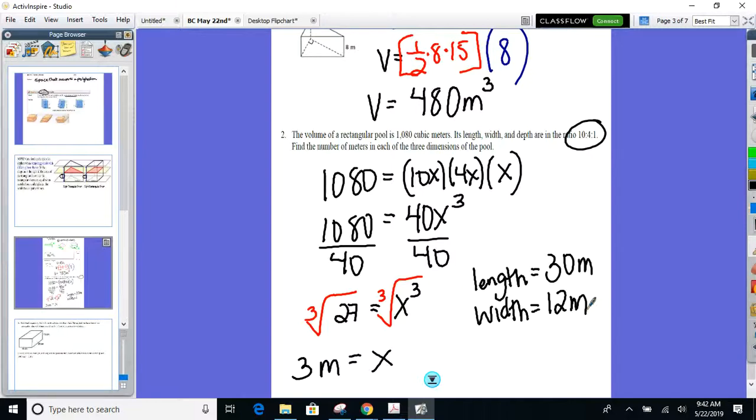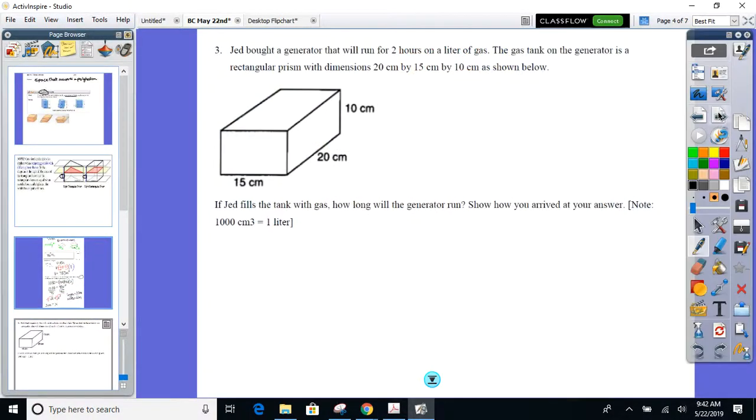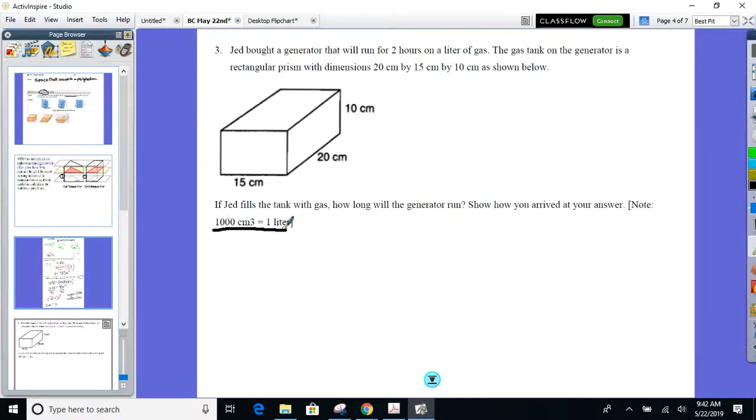Issues? Yeah, another one. Yep. Jed bought a generator that's in the shape of a rectangular prism. Guys, his generator can only last 2 hours on a liter of gas. So that generator right there, how many hours can it last? These problems I love so much because you just don't find the volume and you're done. I gave you a little conversion here. 1,000 cubic centimeters equals 1 liter.